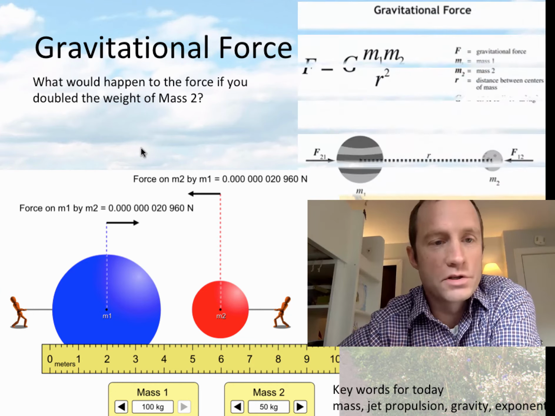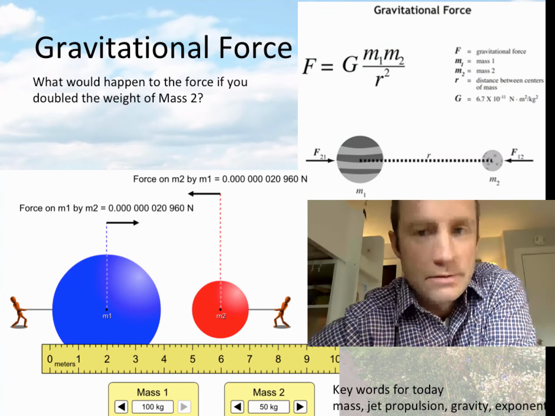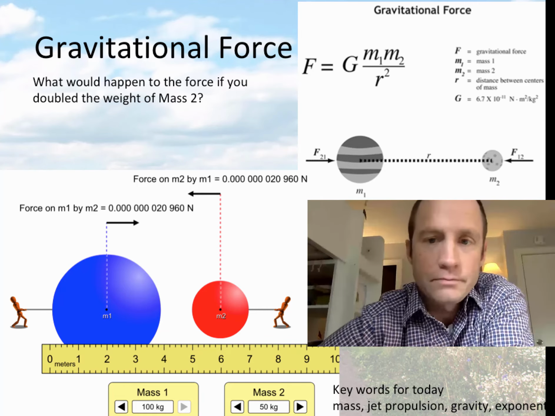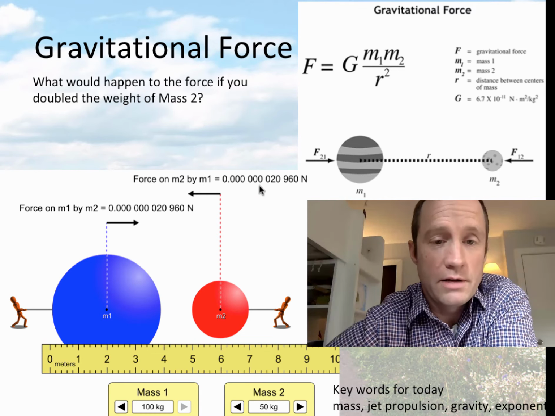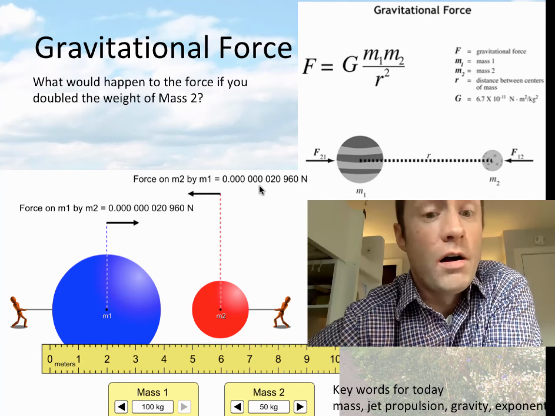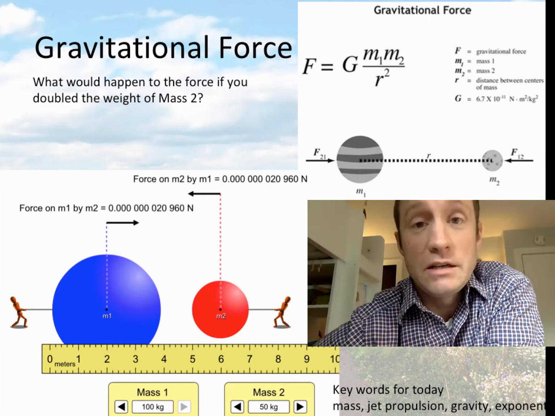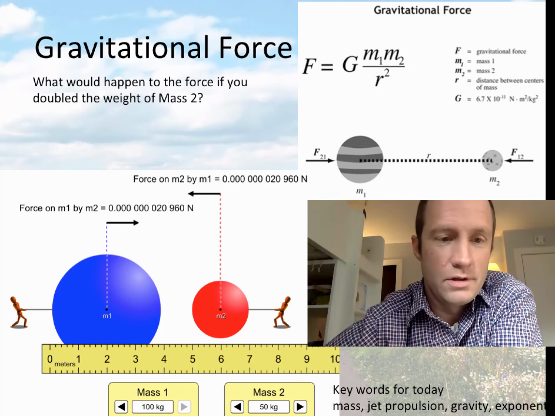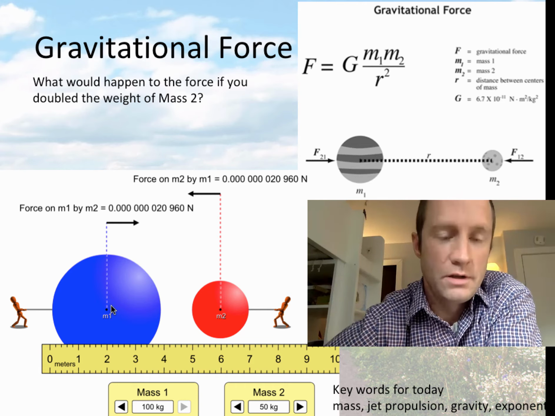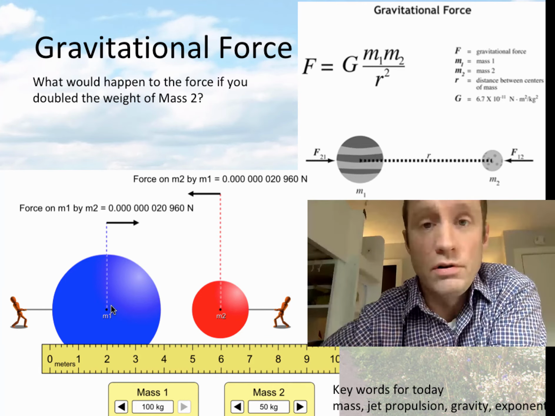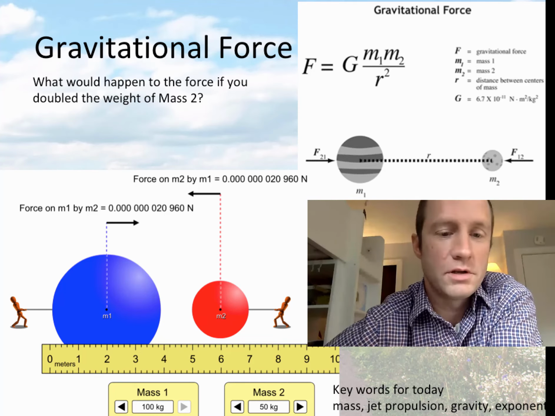So what would happen to the force if you doubled the weight of mass 2? So if mass 2 is no longer 50 kilograms, but 100 kilograms, what would happen to the force between these two objects? And you can see that the force is equal on both of them, right? Because of Newton's third law. Same law we talked about at the beginning of class with jet propulsion, but Newton's third law applies here as well. If this exerts a force on this object, this object exerts a force on this one. Gravitation just is more of a pull than a push, like we've been talking about so far.